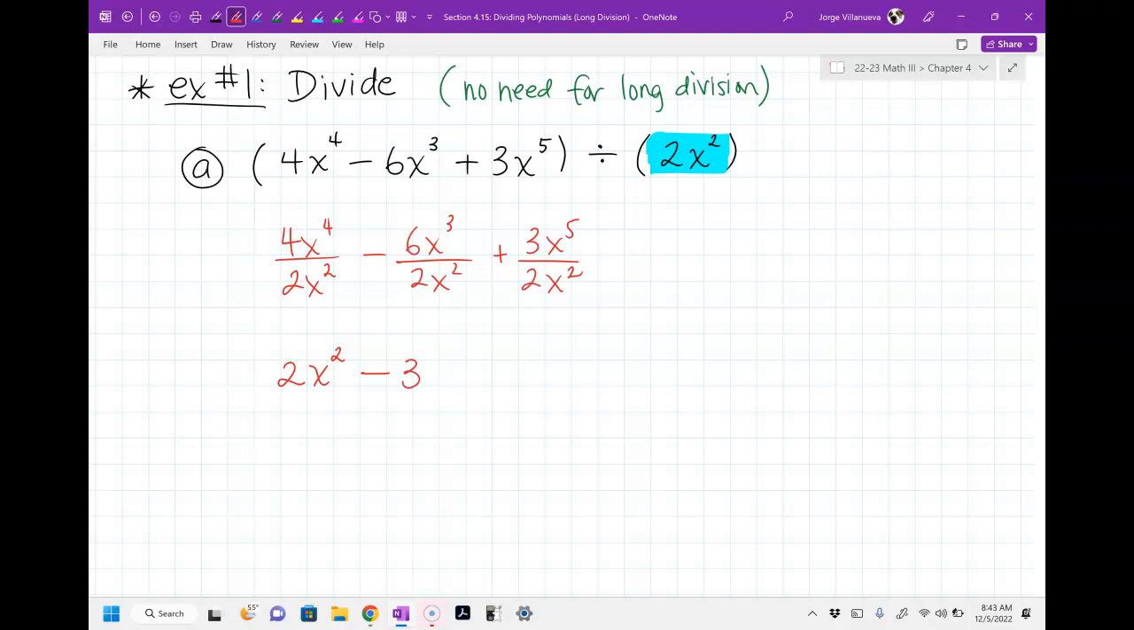X to the, say it again? The 1, right? X to the 1st. So it's just x, right? X to the 1st. All right, this next one I did on purpose. 3 divided by 2. Can I do that? I mean, I can write 1.5, but I'm not. I'm going to leave it as a fraction. 3 halves. What's x to the 5th divided by x squared? To the 3rd. Okay, so that's going to be x to the 3rd. And I'm done.